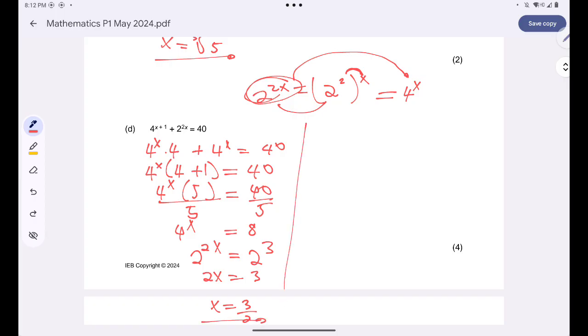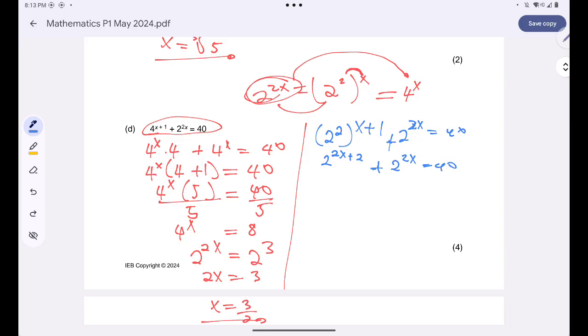Another way I could have done this, I could have changed 4 to the power x, right? After this step, let me write in blue. I should have said I have 2 squared all raised to the power x plus 1 multiplied by 2 to the power x is equal to 40. This will give me 2 to the power 2x plus 2, plus 2 to the power 2x is equal to 40, right?